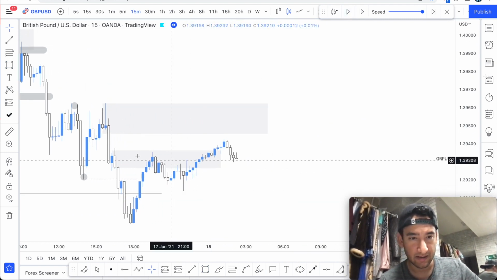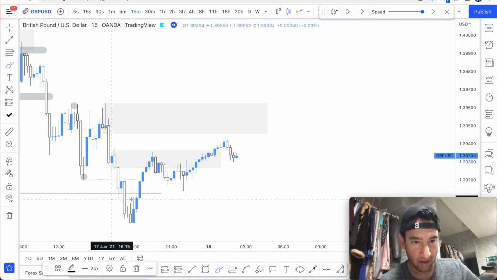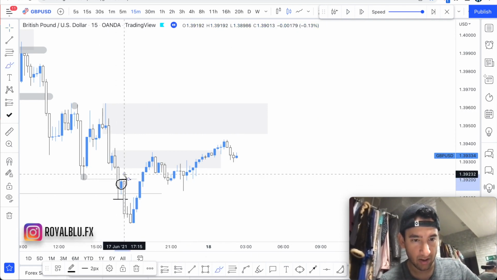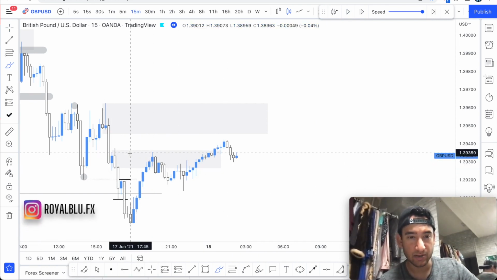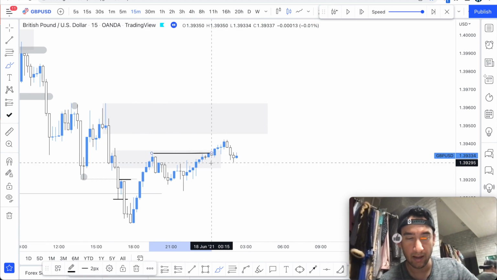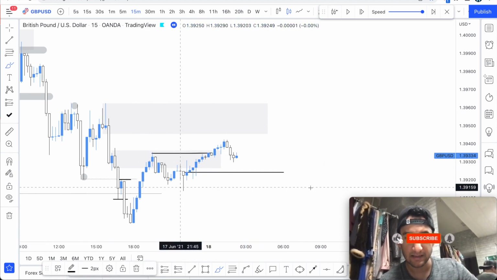Okay, so we see that this high here was disrespected. We also see that there was another high that was created here that actually gave us a CHoCH. Okay, and now we can see that structure broke a new high here. Now we can look for buys at this low.